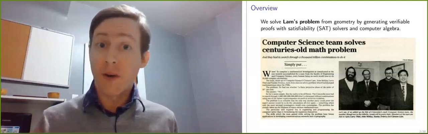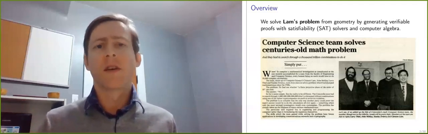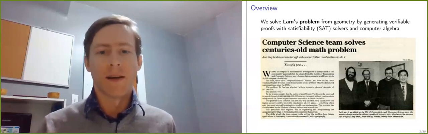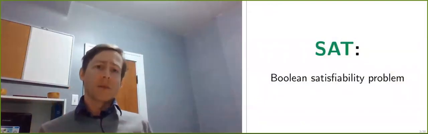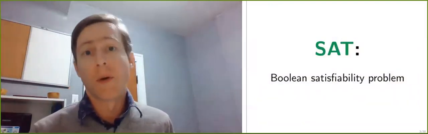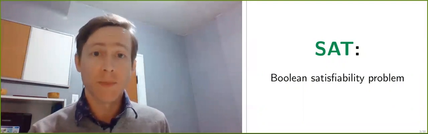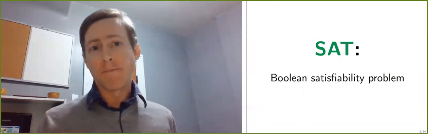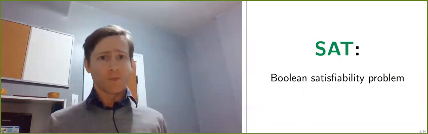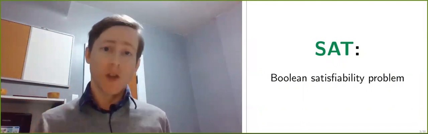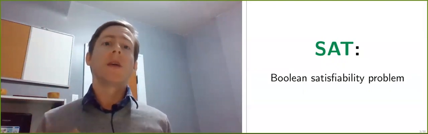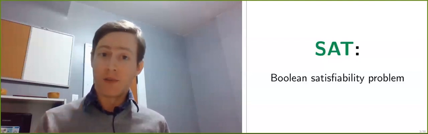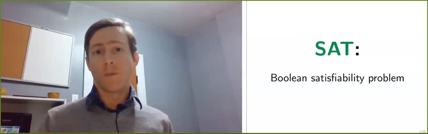They actually got a lot of press when this was solved in the late 1980s, for example, appearing in the New York Times. Now, I want to talk about how we were able to go about resolving Lamb's problem using a SAT solver. But first, what does SAT mean? SAT is just short for satisfiability. This is a classic problem from logic where you're given a logical expression and you're asked, can you make this expression true? Is there some way to assign values to the variables which makes the whole formula true?